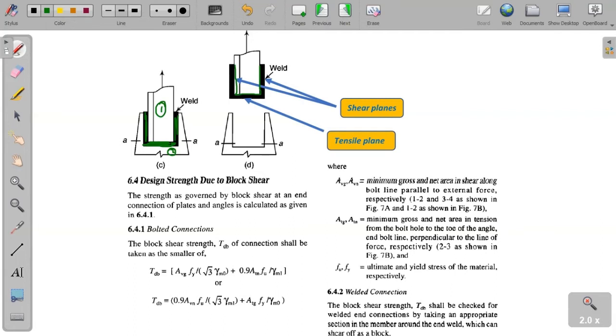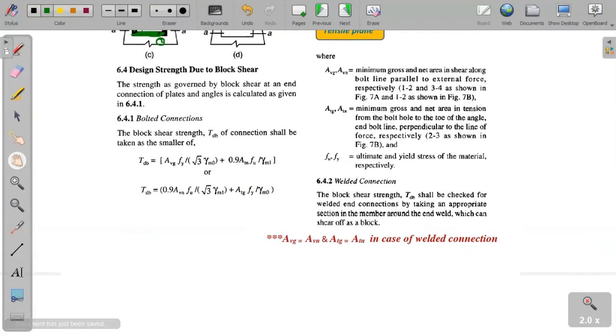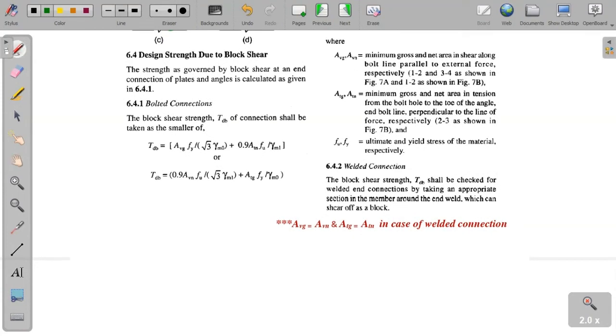Now you need to find out at what load this kind of block shear failure is going to be seen in the members, in the angle sections or plates. The code gives us that as per clause number 6.4. In case of bolted connections, the block shear strength Tdb of the connection shall be taken as the smaller of these two. You have to calculate 1 and 2, and the smaller among these is to be taken.